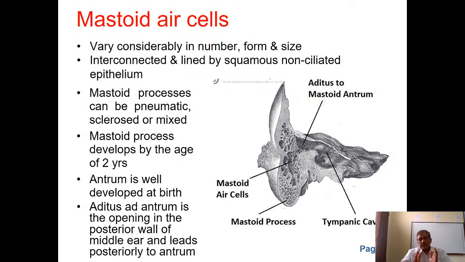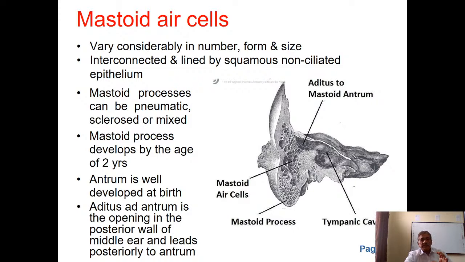Whereas anterior-inferiorly in the tympanic cavity, it is the respiratory epithelium which is continuous via the Eustachian tube from the nasopharynx. So that is it, and then we come to the mastoid antrum, which is the biggest and constantly present cell.